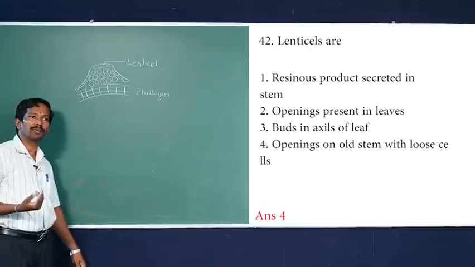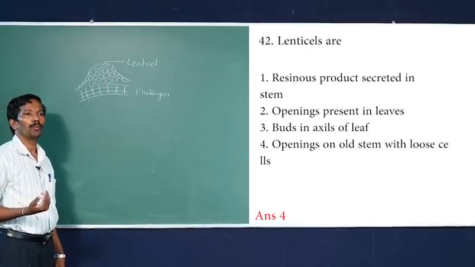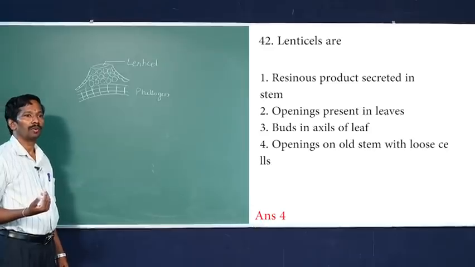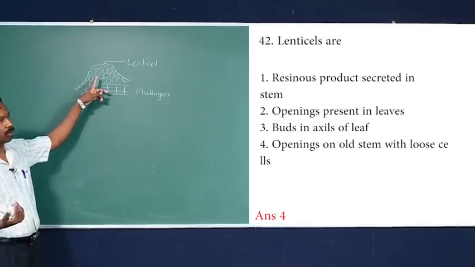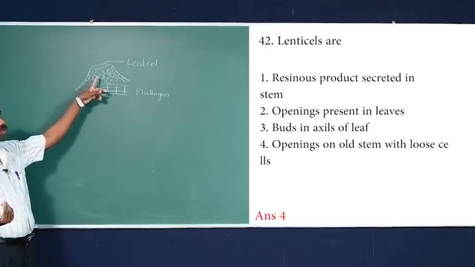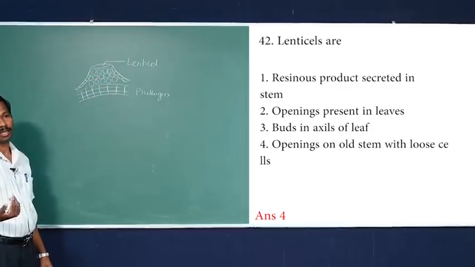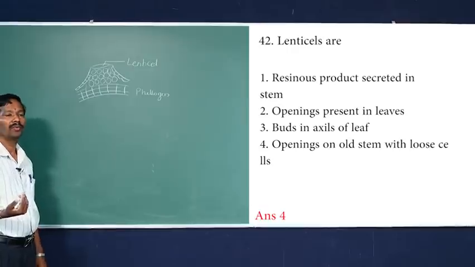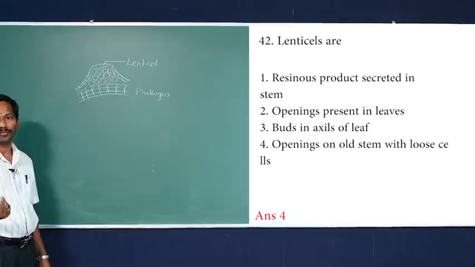So answers given are resinous products secreted in the stem. Second option, openings present on the leaves. Third one, buds in the axils of leaf, and fourth one, openings on old stem with loose cells. So answer should be the fourth one, helping in exchange of gases, with the raised outgrowths on the stem representing lenticel. So during secondary growth, and even pneumatophores, that is breathing roots, also contain lenticels for exchange of gases.